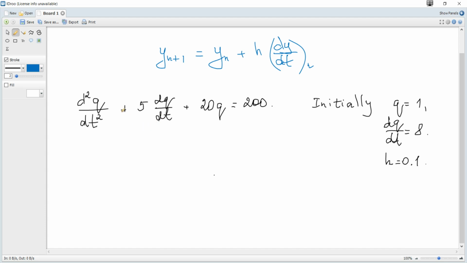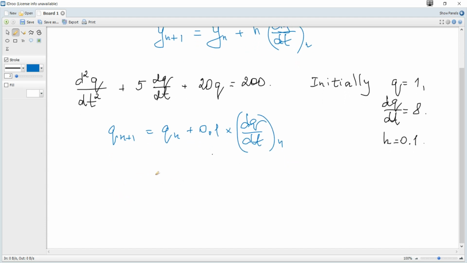And we should, using this formula, rewrite it for our given value Q and its derivative dQ/dt. So for Q, it becomes Q(n+1) is the current value Q(n) plus the step, which is 0.1 here, multiplied by the derivative dQ/dt at the current moment of time, at point n. And the initial value Q0 is 1.